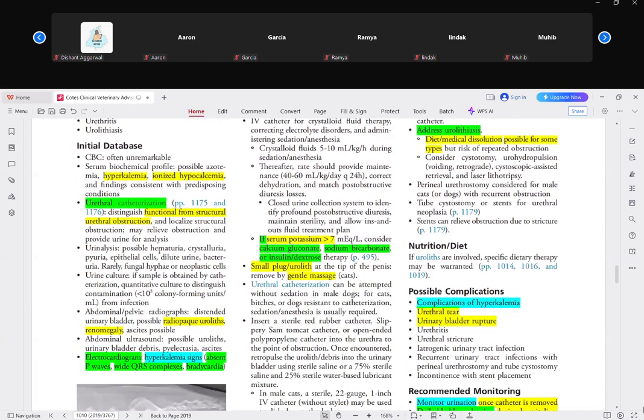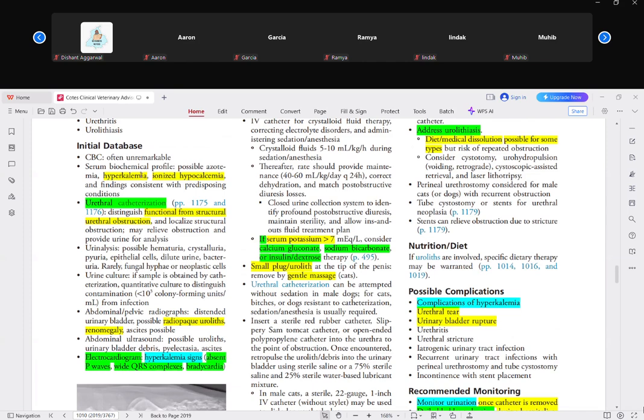So just remember how you diagnose these cases. You do the minimum database in these animals. CBC is unremarkable in these animals. You actually find the hyperkalemia in these animals. Very much important.